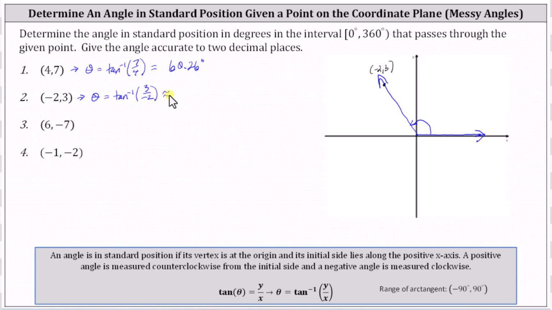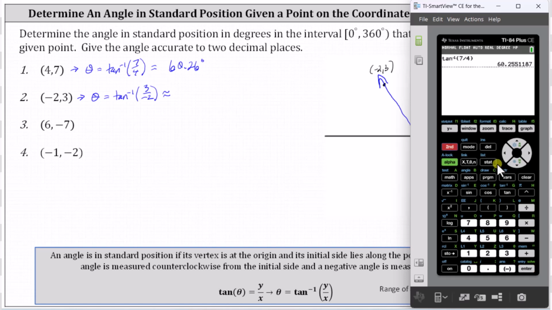And now we'll go to the calculator. Second tangent 3 divided by -2, close parenthesis, and enter. Notice the calculator gives us approximately -56.31 degrees, which is not in the given interval and also not in the correct quadrant. So there's 2 ways we can use this to determine the desired angle.